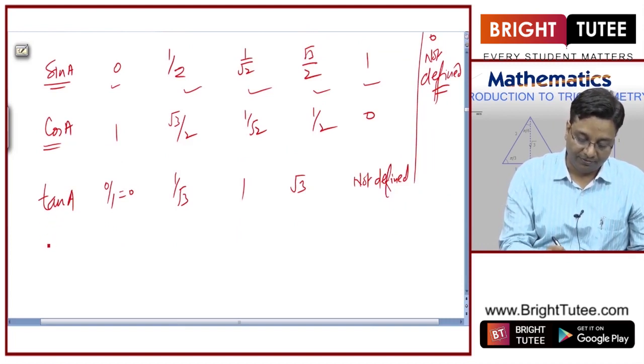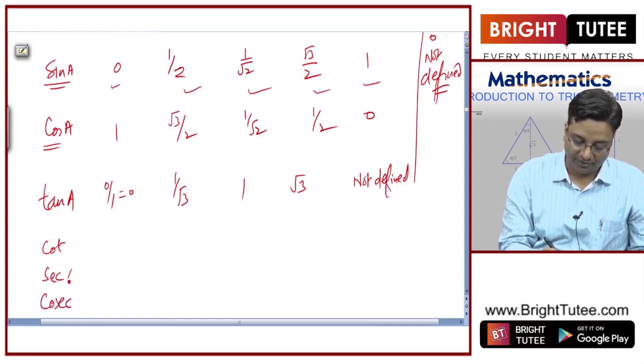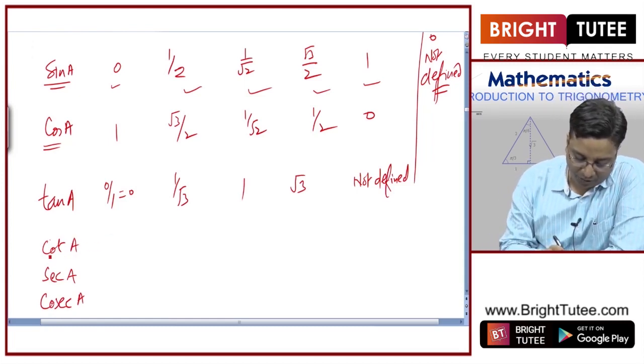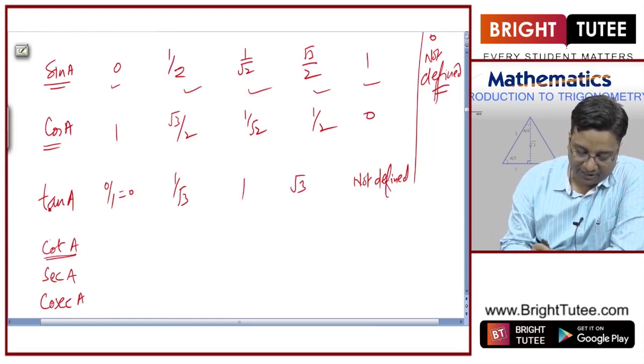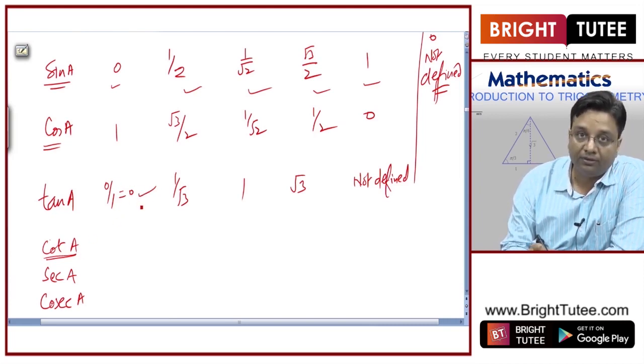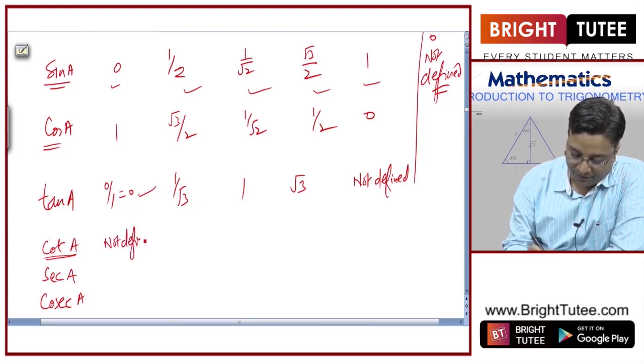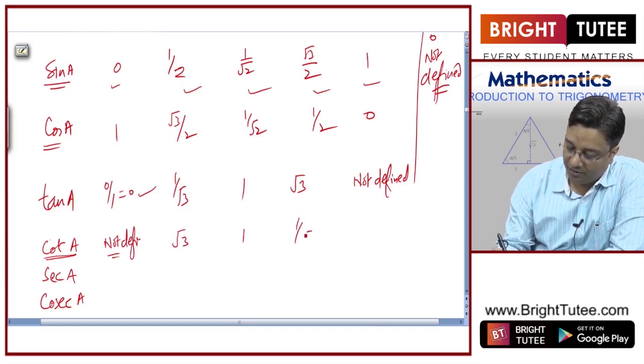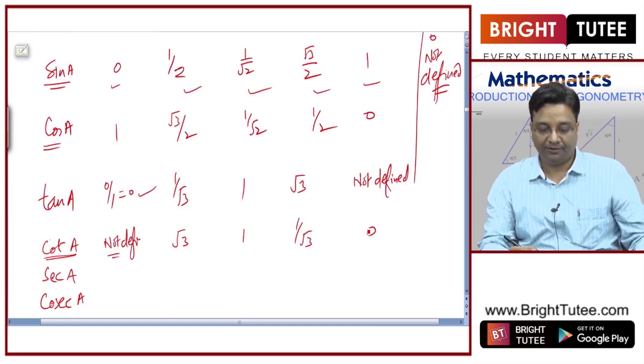Sine, cos, tan, cot, secant, cosecant. These are just the reciprocals. Cot is reciprocal of tan. So cot 0 will be 1 by 0. Reciprocal of 0 is not defined. So we will write not defined. What is reciprocal of 1 by root 3? It is root 3. 1 by root 3. 1. This will become 0. Right?